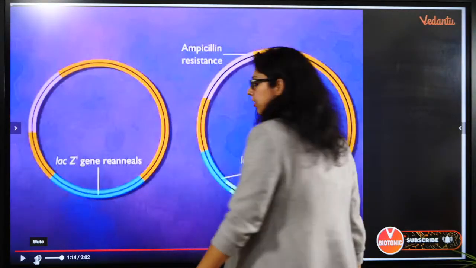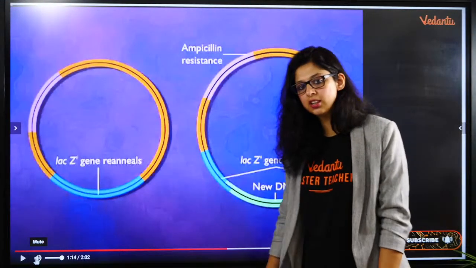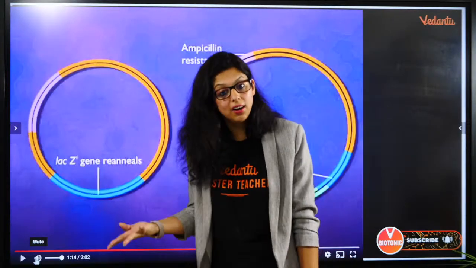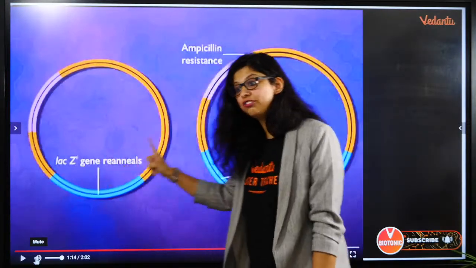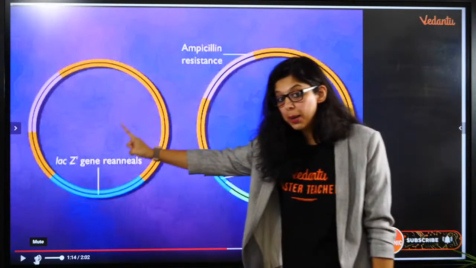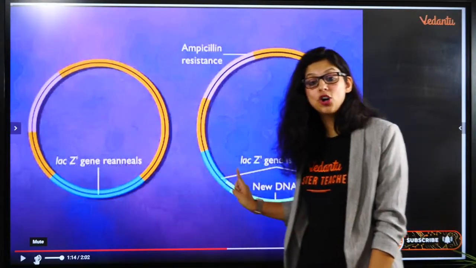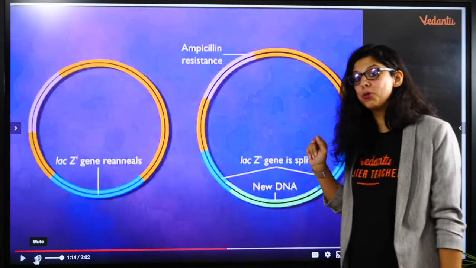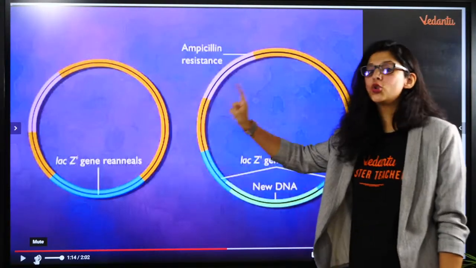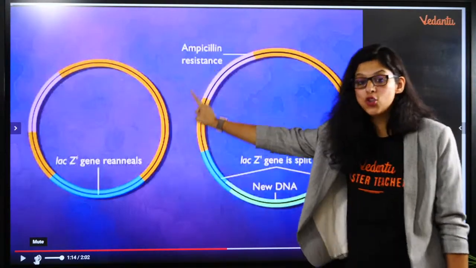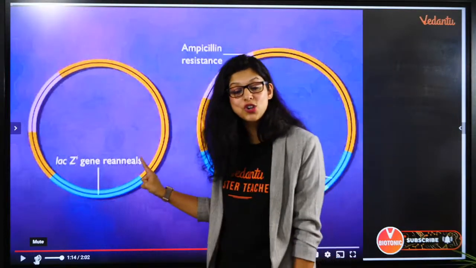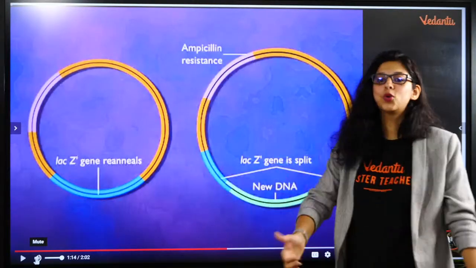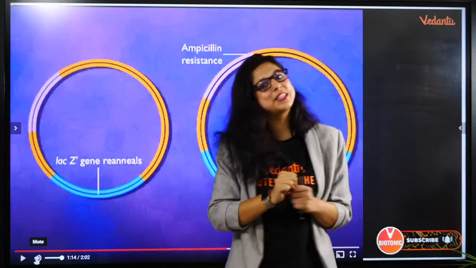And here, there is no insertional inactivation. So the LacZ gene will produce a blue color. Out of these two, this will produce a blue color, but because here the LacZ gene is inactive, it cannot produce a blue color. So will I be able to tell the transformants from the non-transformants? The non-transformants are going to make blue color for me, whereas the transformants cannot make a blue color because the LacZ gene has been split.